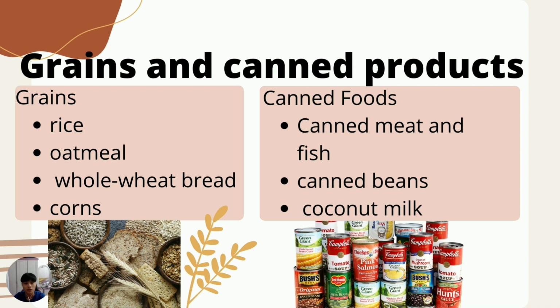I'm going to present about grains and canned products. Grains are rice, oatmeal, whole wheat bread, corn, and so on. These are the foods or grains that we usually consume daily. And for canned foods, there are canned meat and fish, canned beans, coconut milk in cans, and so on.